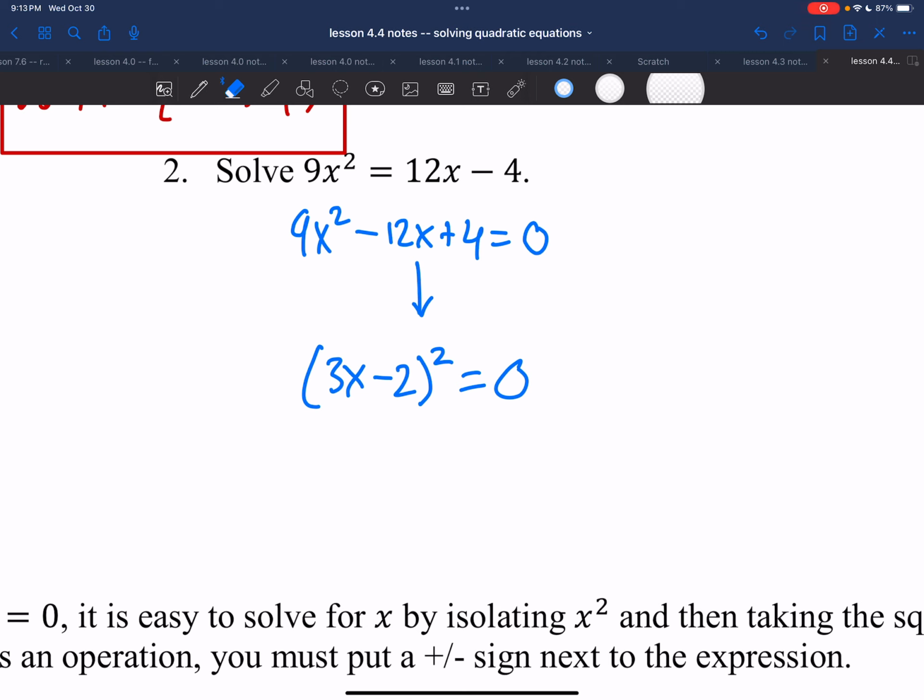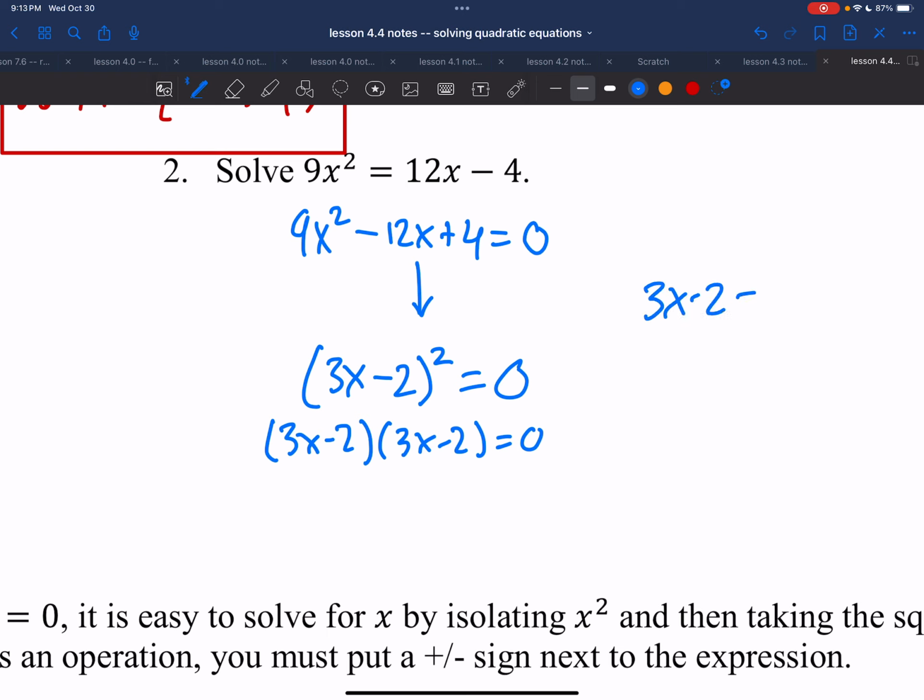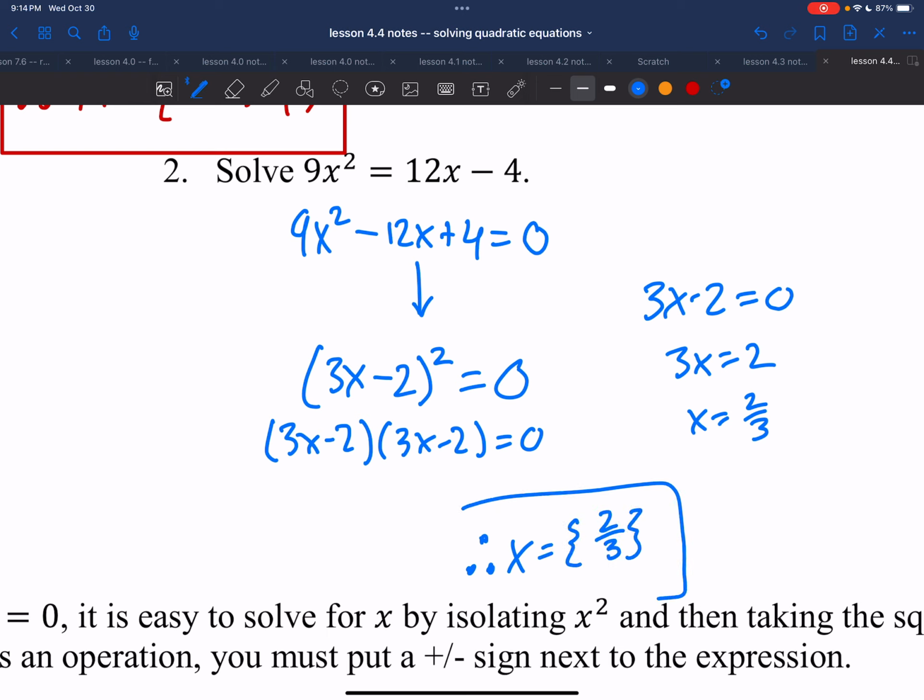So I'm done factoring it. And remember that when you're squaring something, that means you're multiplying it by itself. So it's 3x minus 2 times 3x minus 2, which means either of those factors equals 0. But they're the same thing, right? So really all you have to do is say 3x minus 2 is 0 and solve for x. Add 2 to the other side, divide by 3, you get 2/3. And ta-da! The solution set is x equals 2/3, and there's only one answer.